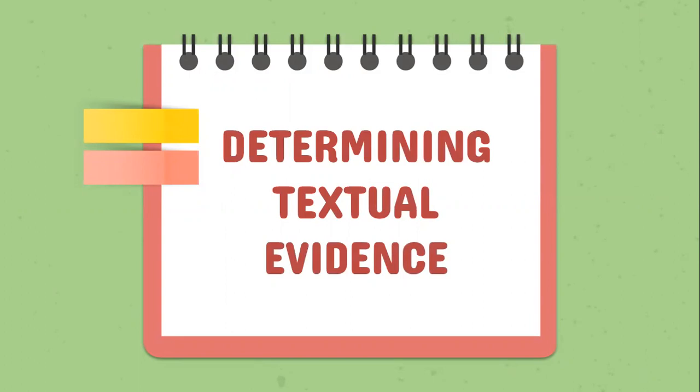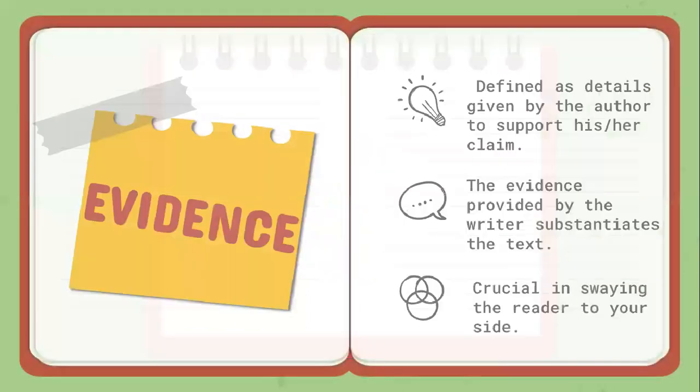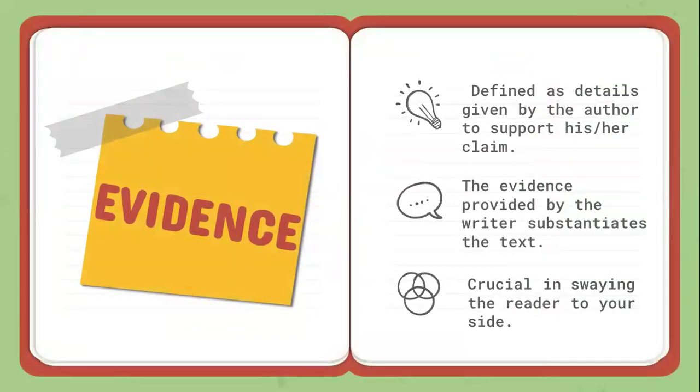To evaluate the author's argument, you should determine the evidence from the text, and this will allow you to validate the assertions of the author and your counterclaims as a response to reading. Example, when you tell your friend about your favorite movie, you need to provide evidence as to why you like the movie. Like, what is the movie all about? And what makes you like the movie? The evidence provided by the writer substantiates the text. It builds the reputation of the writer and makes the writing more interesting. Evidence is crucial in swaying the reader to your side.